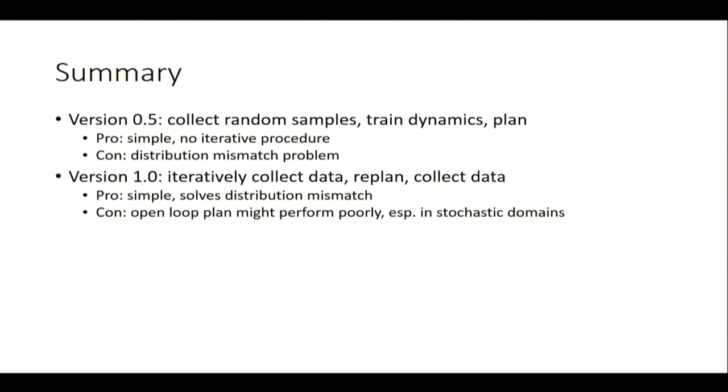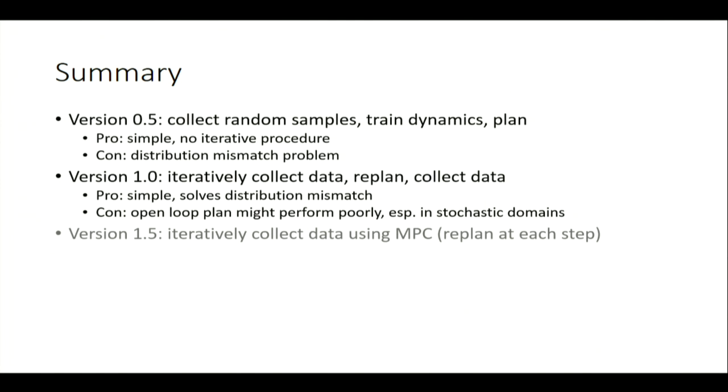I should say, by the way, that version 1.0, under some assumptions, like, for example, deterministic dynamics, is a perfectly viable way to solve the model-based RL problem. It just might not be the best one. In stochastic domains, it gets a little more dicey. So that leads us to version 1.5, which is you iteratively collect data and then use MPC, meaning that you replan at every step. The advantage of this is that it's robust to small model errors. So even if your model is not quite perfect, so long as it has the right idea, you'll probably get pretty good data, and then you can fine-tune your model.